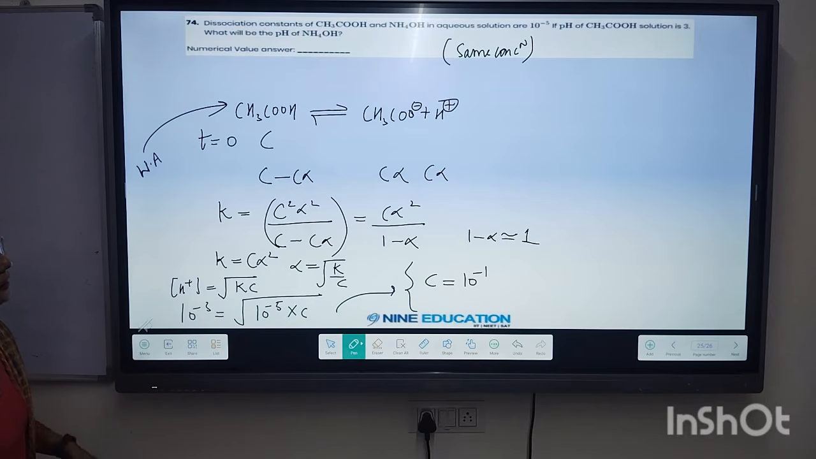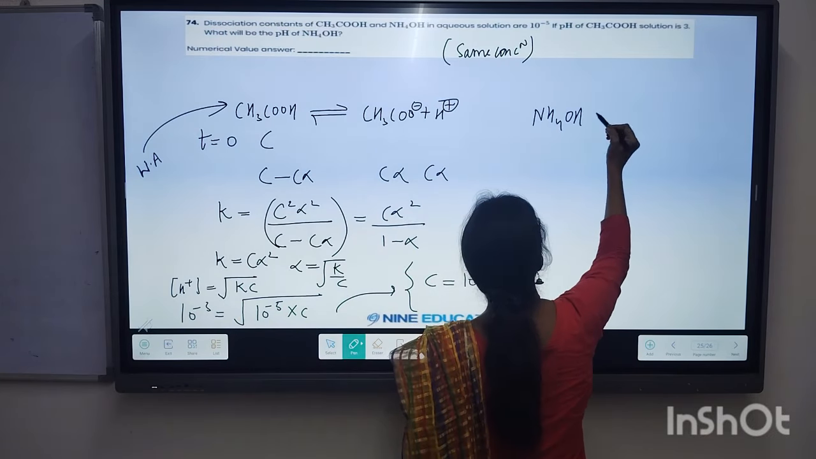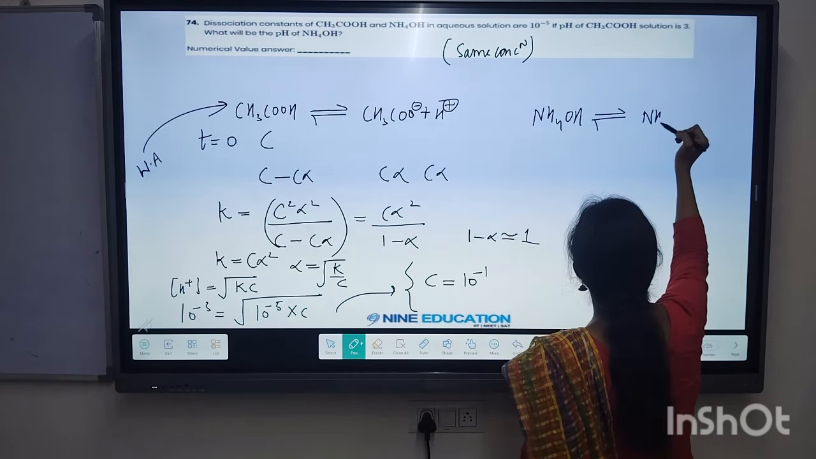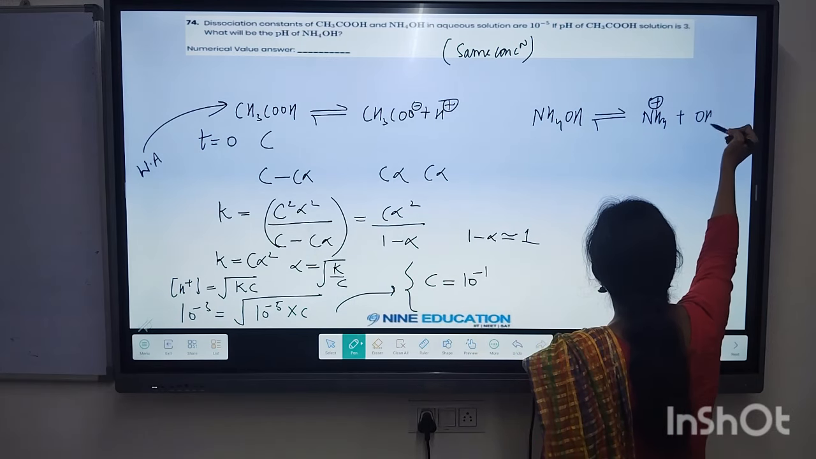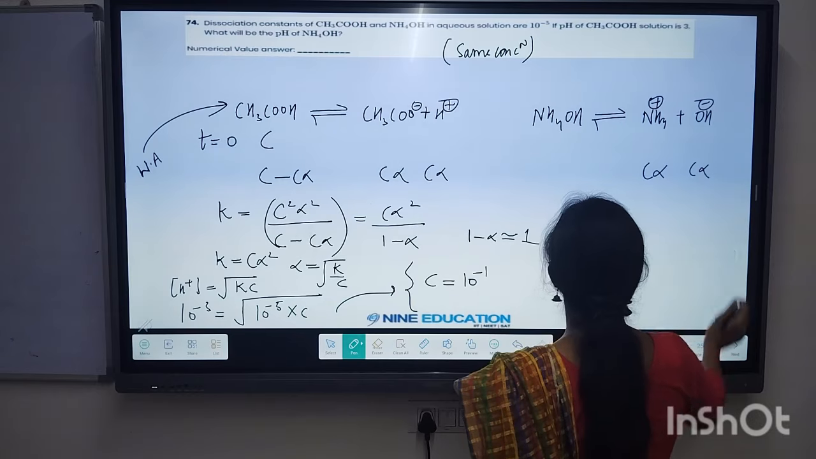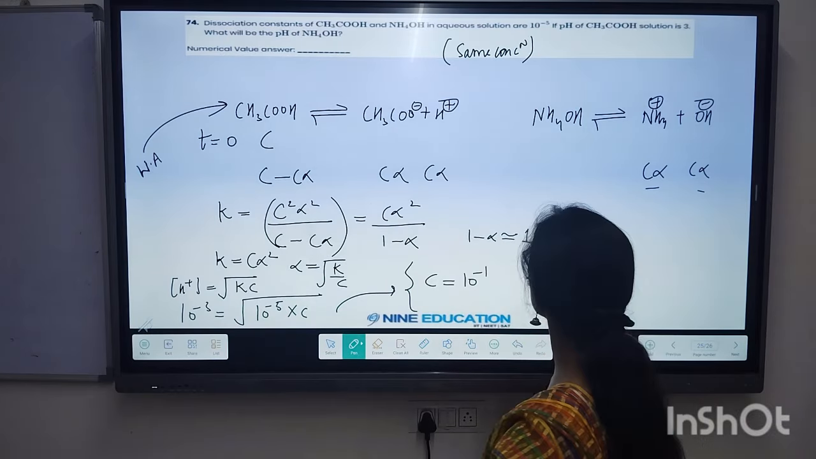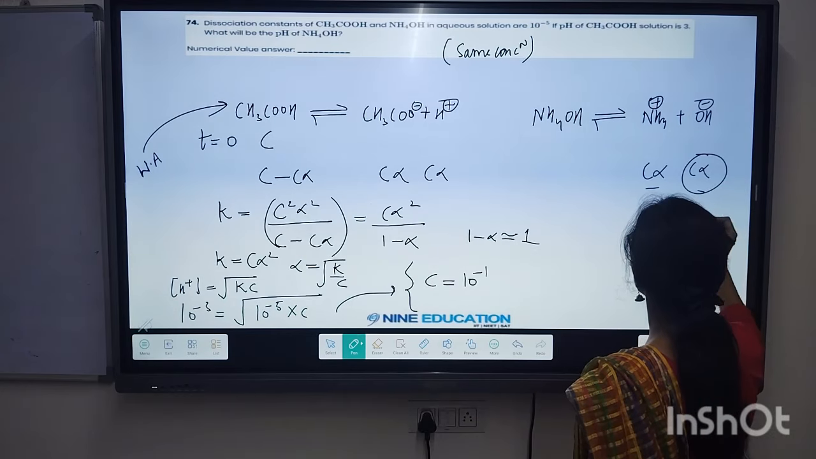Now the idea is we need to find the pH of the NH4OH solution. As it is given in the question, NH4OH has the same dissociation constant and the same concentration, so alpha will be the same. When NH4OH dissociates, it will give us NH4 positive plus OH minus. In this case also the concentrations will be C alpha and C alpha. As they have the same concentration and the same dissociation constant, alpha will be the same. So can I say that C alpha will also be the same?